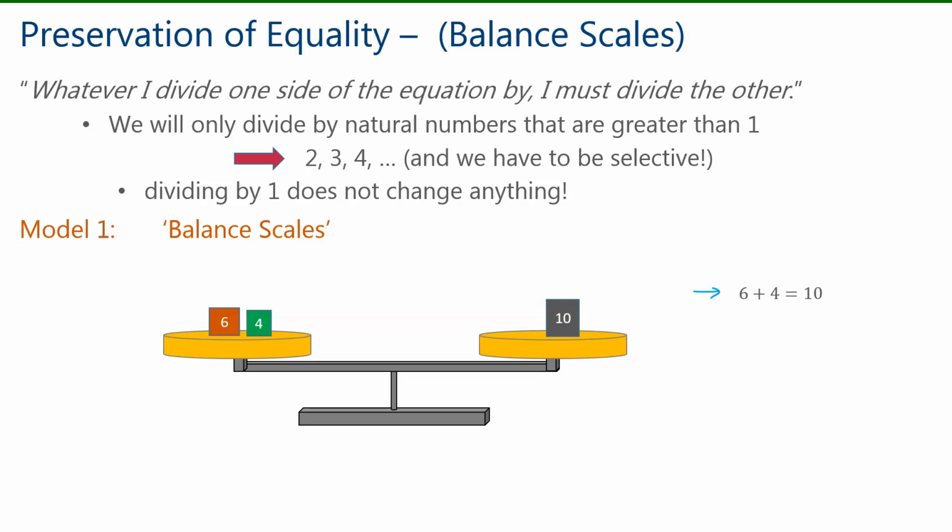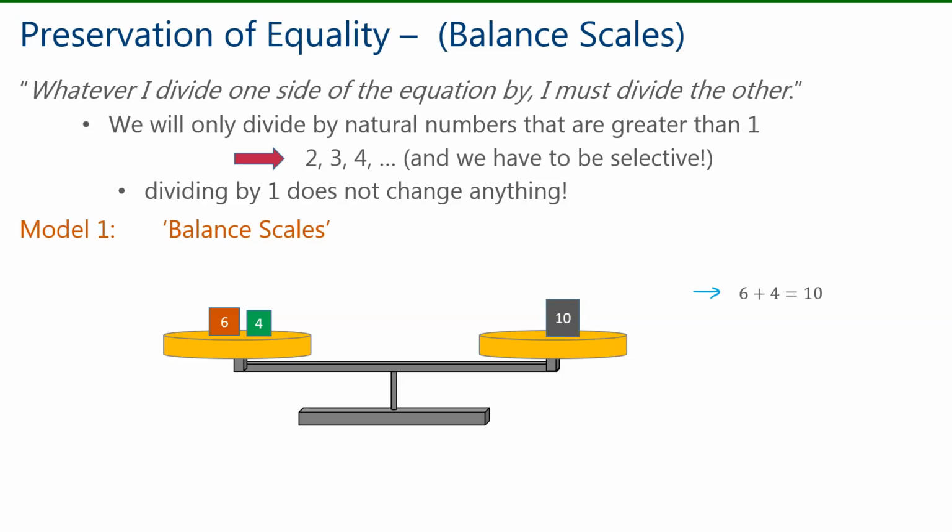If I ask you the question, though, can you take a third of all of these masses nicely? Well, I'd be able to take a third of 6, but taking a third of 4 would result in some difficulty because I would not get back a whole number mass. Similarly, with the mass of 10, if I tried to take a third of that, I would not get back a whole number mass. So here we would not divide both sides by 3.